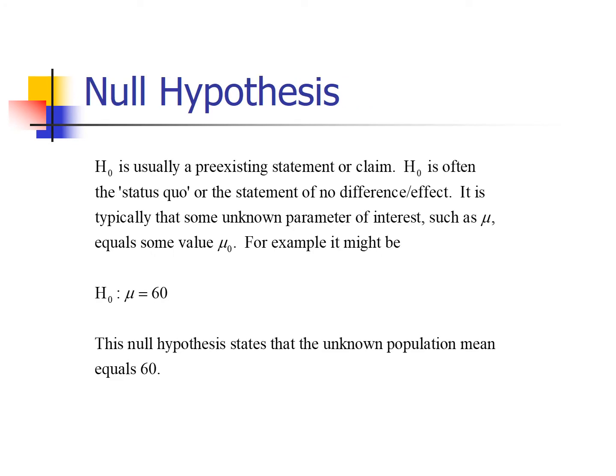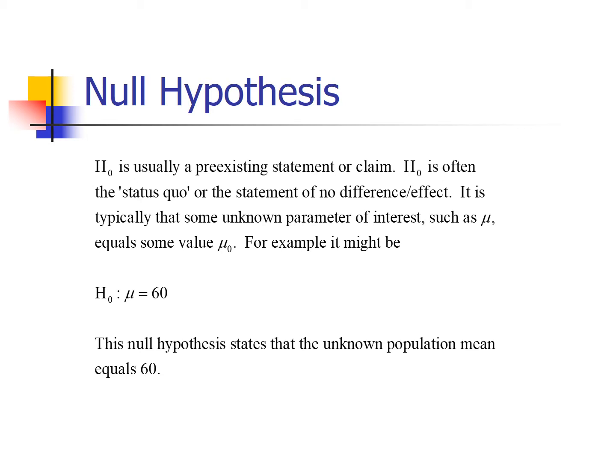So, the null hypothesis, H naught, is usually a pre-existing statement or claim. It is usually the status quo or a statement of no difference or no effect. It's typically that some unknown parameter of interest, perhaps at least to start with the population mean, equals some value mu naught. For just dabbling in hypothesis testing, the null hypothesis will always be a statement of equality. It's always going to be that some parameter equals some number.